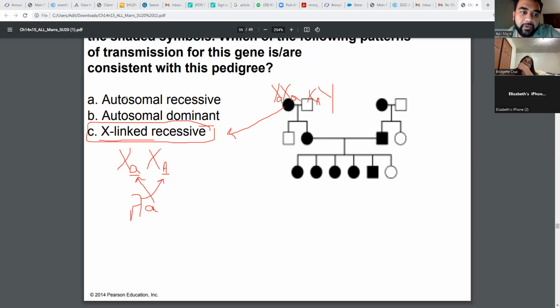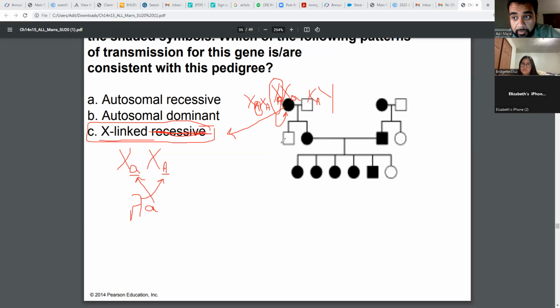They asked, is this autosomal recessive, autosomal dominant, X-linked recessive? But they could have easily asked me, is this X-linked dominant? Then I would have to say, well, this could be X big A, X little a, or X big A, X big A. Because if it's X-linked dominant, all I need is one big A to be present for it to show in this person. Does that make sense?